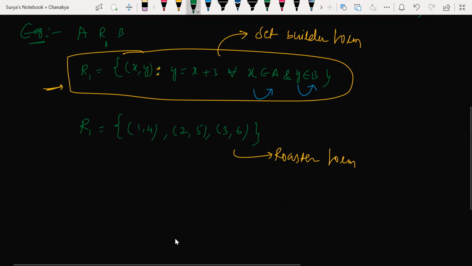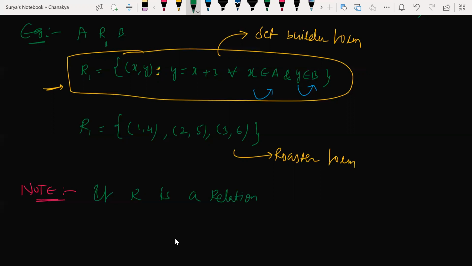Now, let me write. Everyone, it's a very important point. Everyone write this note. If R is a relation from set A to B, then R is a subset of or equal to A cross B.